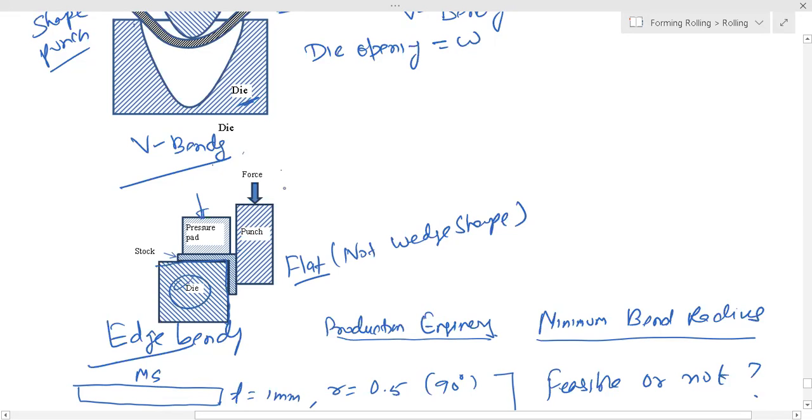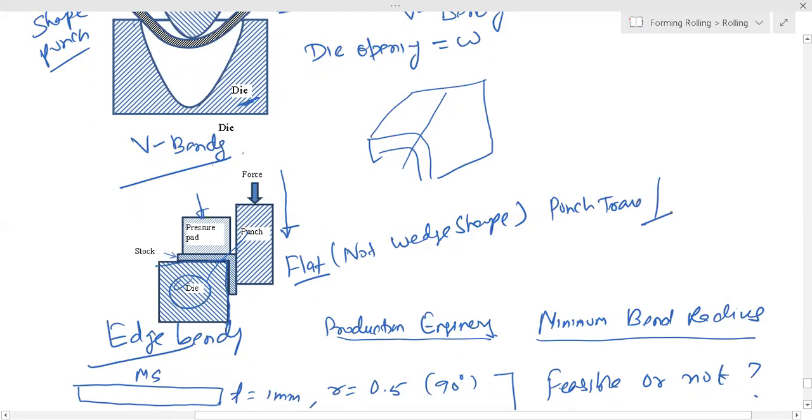And then this is your bend axis. So basically this bend axis and the punch travel are perpendicular. So punch travel and bend axis are perpendicular.